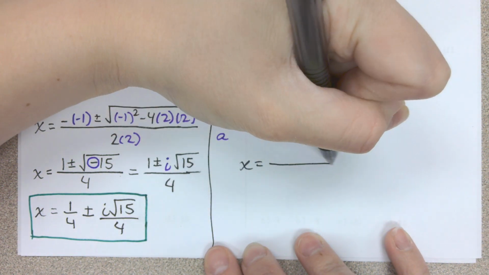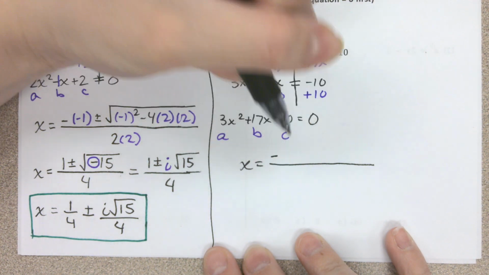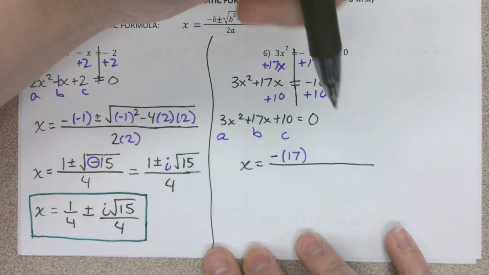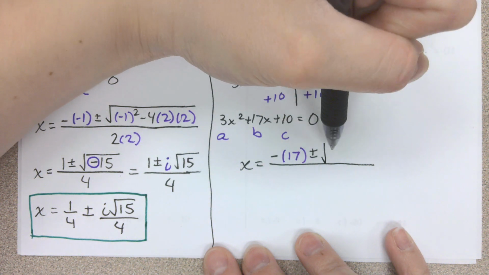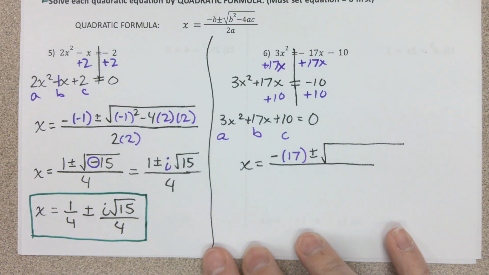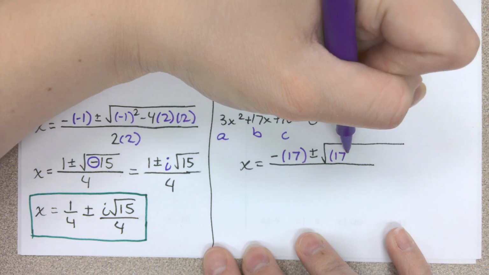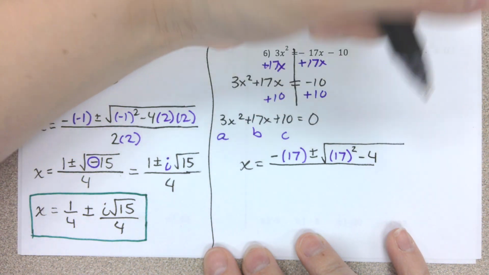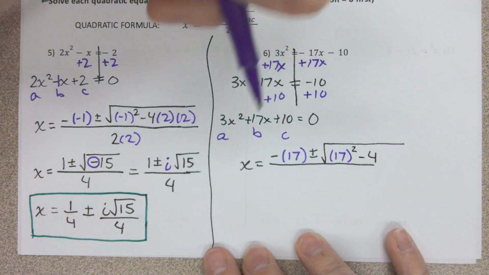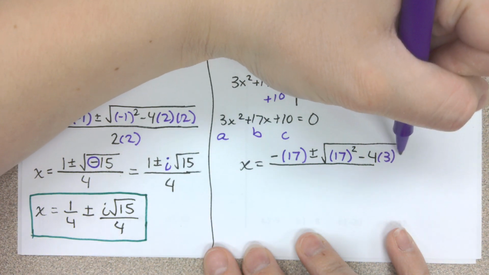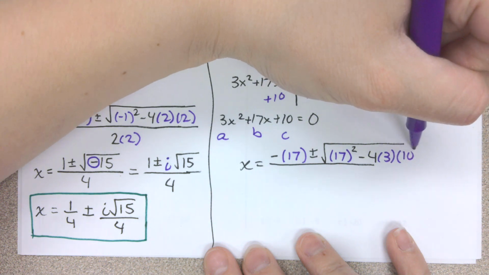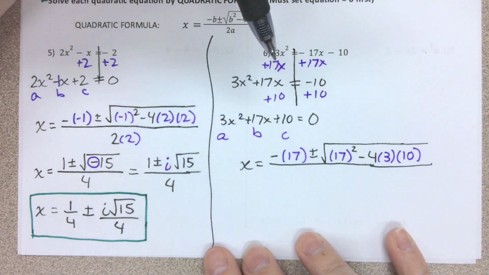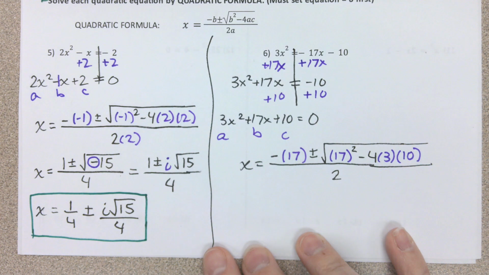X equals, first we have that negative b, which is 17, still in parentheses, plus or minus the square root of b, so 17 squared, minus 4 times a, which is 3, times c, which is 10. All over 2a. So 2 times 3.